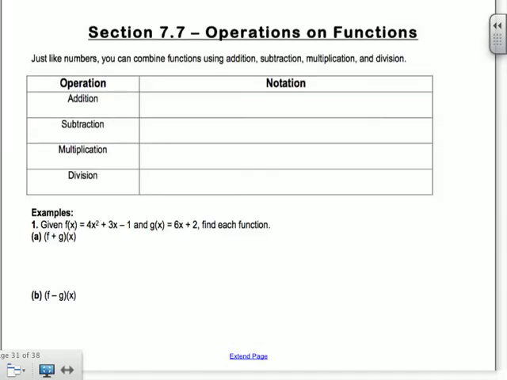All right, so section 7.7 is on operations on functions. So the first few are very easy, and then the last couple are things that you haven't seen before. So we'll talk about those.